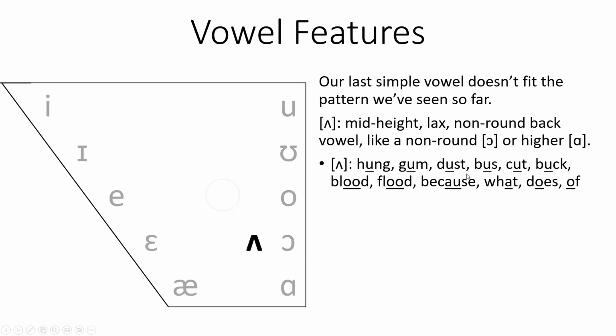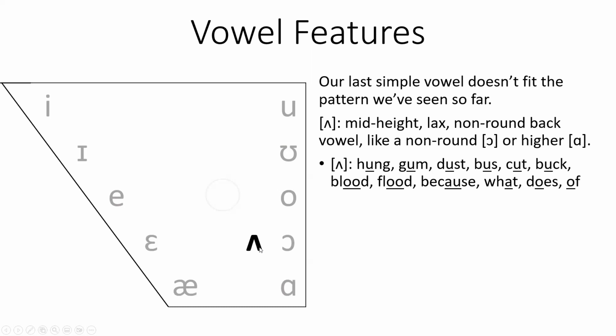So hung, gum, dust, bus, cut, buck, blood, flood, because, what, does, of. So again, a mishmash of different spellings. Of course, all of these are quote unquote short U's, but even some double O's. And in some cases, because of the way vowels get reduced, some cases are always pronounced this way. So because and what and does, all of these vowels got reduced, but they can have some full pronunciation. In that case, it gets this sound. Same with of. So all of these are very unexpected to be pronounced this way.